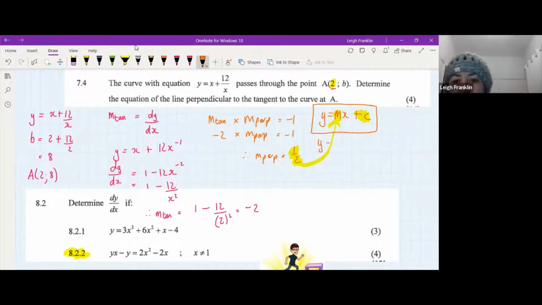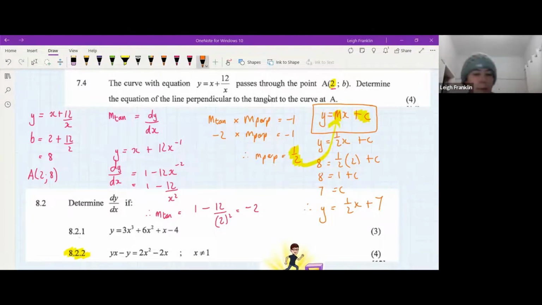Okay, so subbing into y equals 1 over 2x plus c, that means that 8 equals half of 2 plus c, and obviously half of 2 is 1. So that would be 7. Okay, so c would be equal to 7. So that's why it has to be y equals 1/2 x plus 7. Does that make sense to everybody? Yes, ma'am. Okay, good stuff. Everybody happy with that?